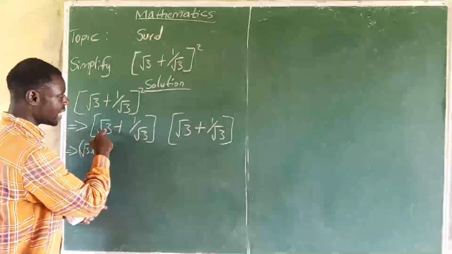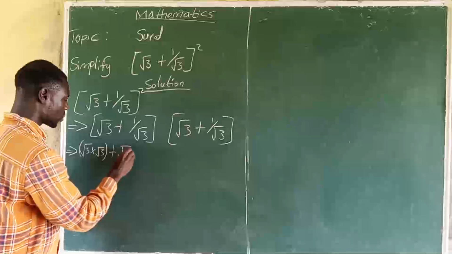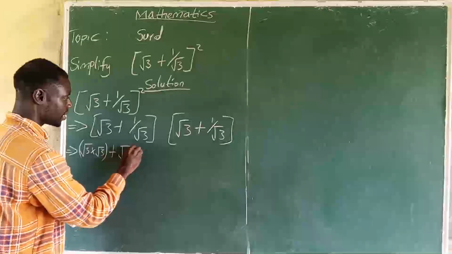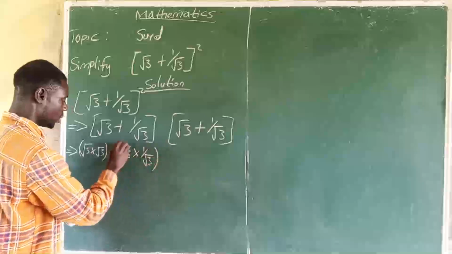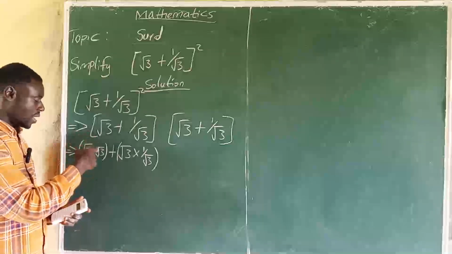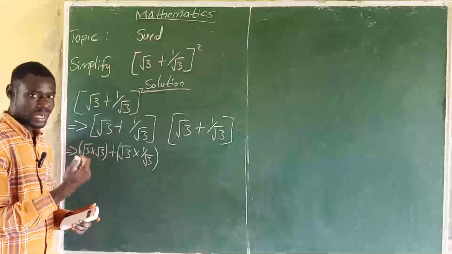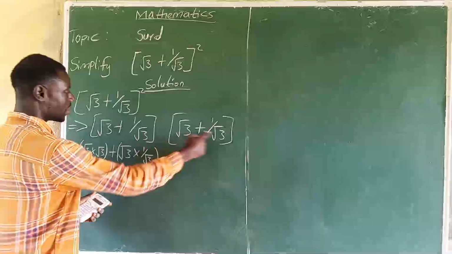Now, root 3 is coming to multiply this. So you bring plus root 3 times 1 over root 3. You put it in a bracket. Remember, this place can also be root 3 raised to the power of 2. You are still correct. So now we are done using root 3 to multiply everything.